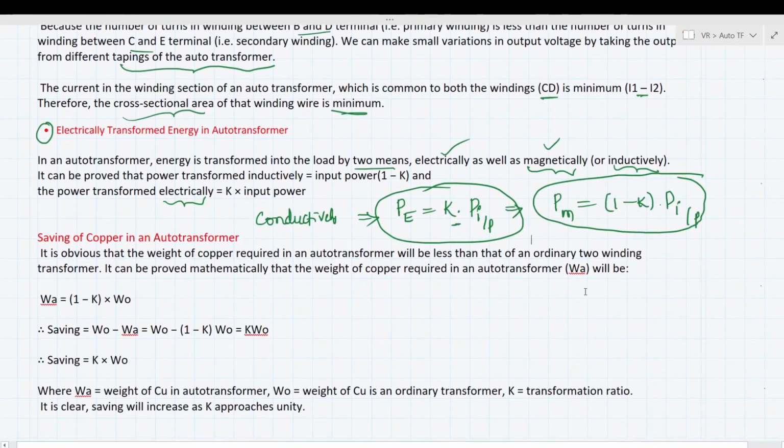Now let us see the saving of copper in an auto transformer. It is obvious that the weight of copper required in an auto transformer will be less than in an ordinary two winding transformer, because we are using only one winding. The copper weight required to build the transformer is less. It can be proved mathematically that the weight of copper required in an auto transformer, that is WA, is the weight of copper in an auto transformer.